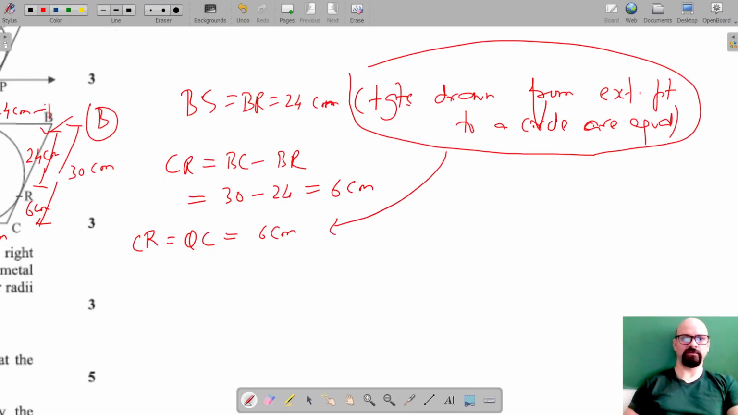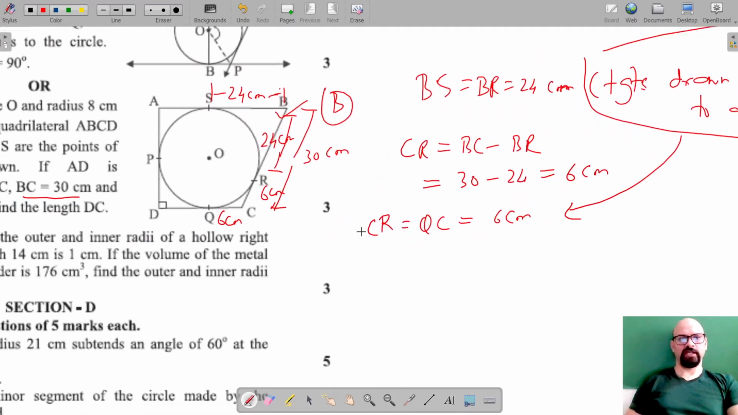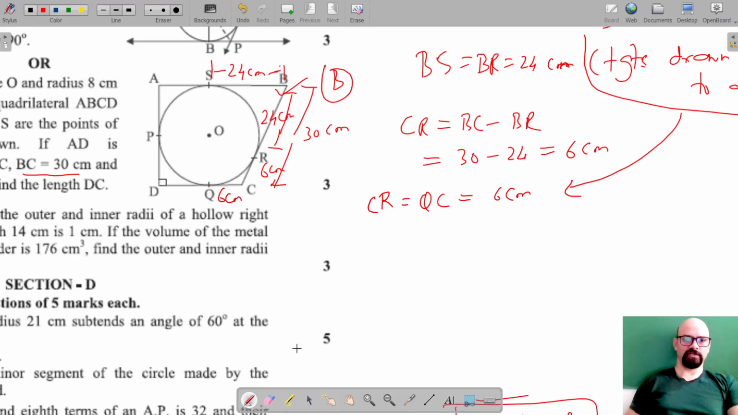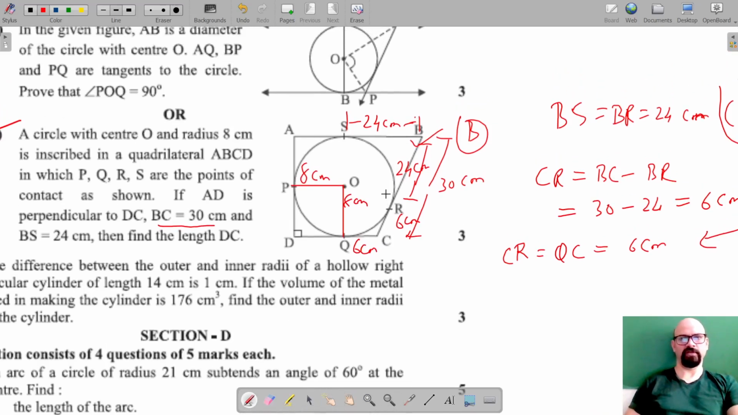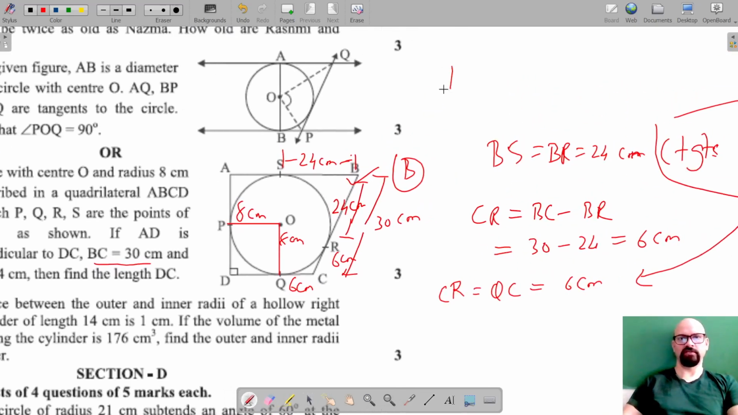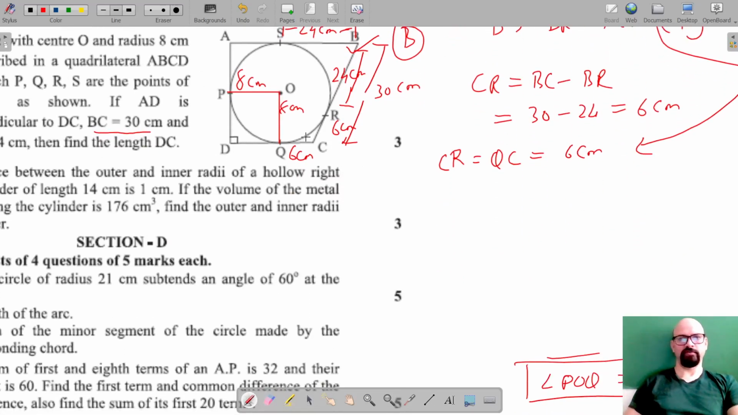We can give the same reason for this. And now let's join these points OP and OQ, and it's given that it has radius 8 centimeters. So these are the radii, 8 centimeter and 8 centimeter. We have to find the value of DC. So DC is the value that we have to find out.